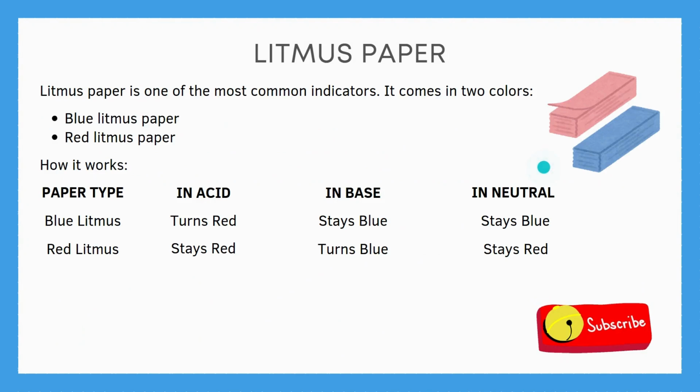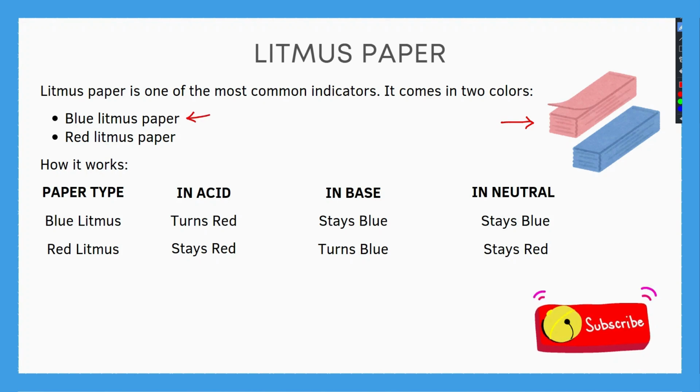Now that brings us to the first indicator that we want to talk about in this video, the litmus paper. This is one of the most popular and common indicators in the chemical laboratory. Here is what litmus papers look like, and they come in two varieties. The first is the blue litmus paper, and the second is the red litmus paper. How a litmus paper works is that you insert it into a substance, in most cases a liquid, that you want to test whether it's an acid or a base.